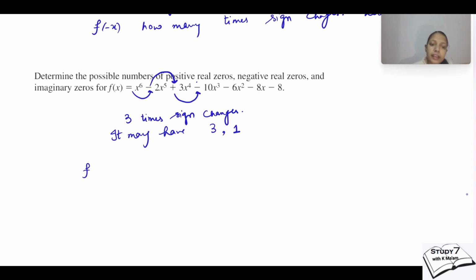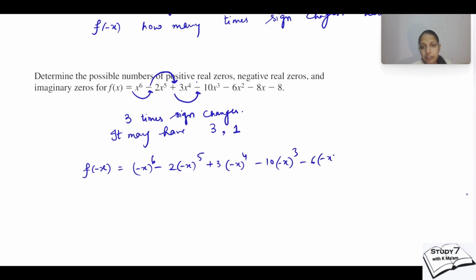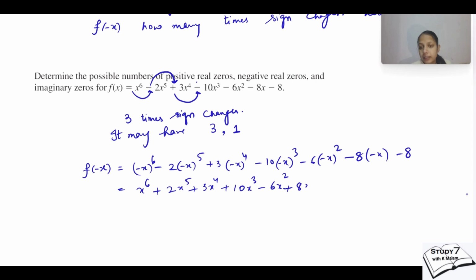Now I am calculating f of negative x. It's negative x power 6, negative x power 5, negative x power 4, negative x power 3, negative x power 2, negative x, and so on. On opening, it is x power 6, 2 times x power 5, 3 times x power 4, 10 times x power 3, and negative 6x square plus 8x minus 8.